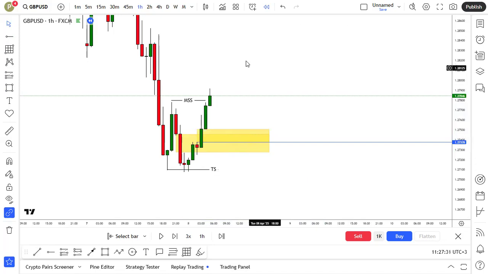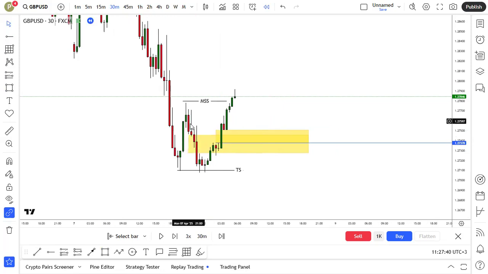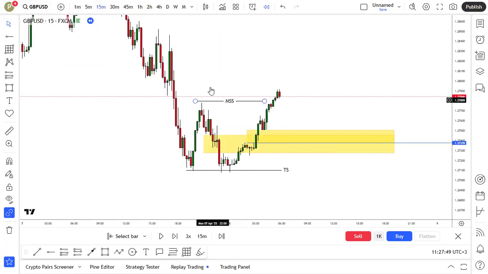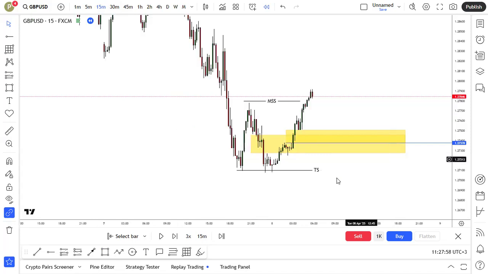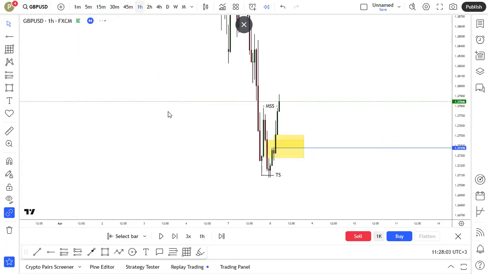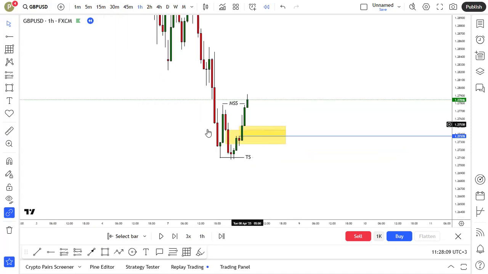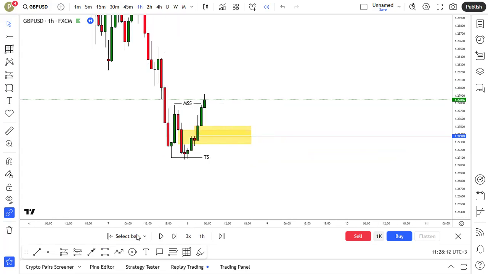Okay, so let's go on the 30 minutes and look for an entry on this bullish order block. Let's just check on the 15 minutes also, if we can see any clear reason for us to buy. Okay, 15 minutes, very nice price action here. Okay, so let's go back to the hourly, because this is where we have a very clean market structure and a lot of confirmations. So let's check what price is going to do.